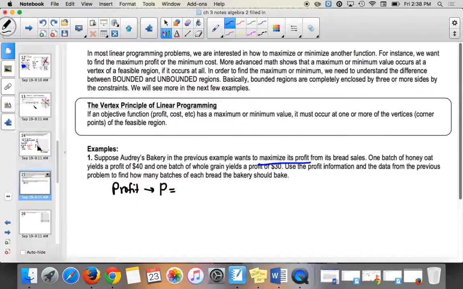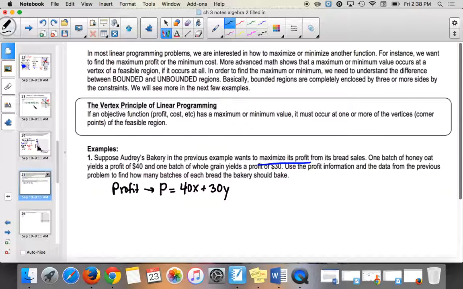So X was our number of batches of honey oat bread. And for every single one of those batches, we're making a total of $40. So we're going to have 40X. Do you see that? And every single batch of whole grain bread makes $30, so we have 30Y.